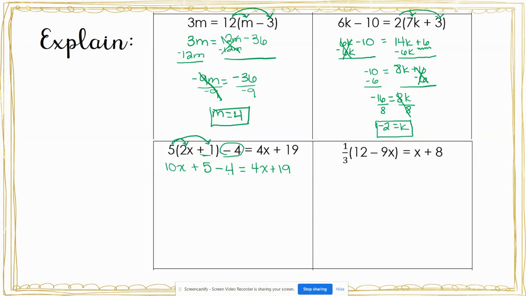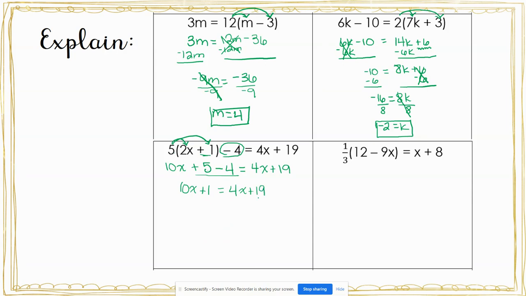Now on the left side of my equation, I still can't actually start moving anything because I see that I still have some like terms. I have positive 5 minus 4. Well, if I do 5 minus 4, that gives me 1, and that is a positive 1. So I really need to rewrite this side as 10x plus 1. The right side is still 4x plus 19 because we haven't done anything with that.